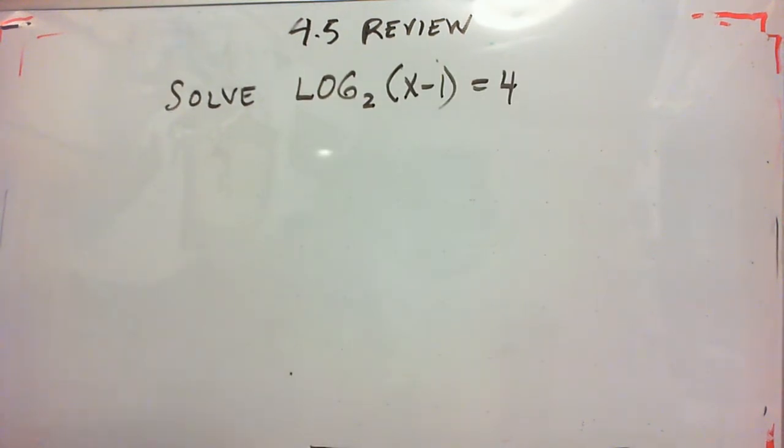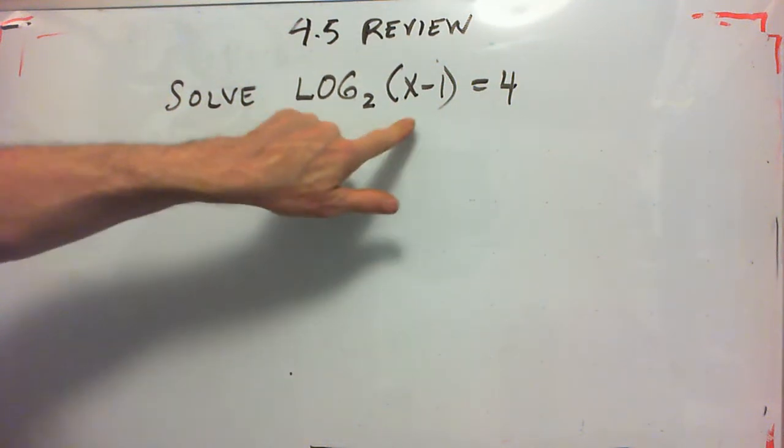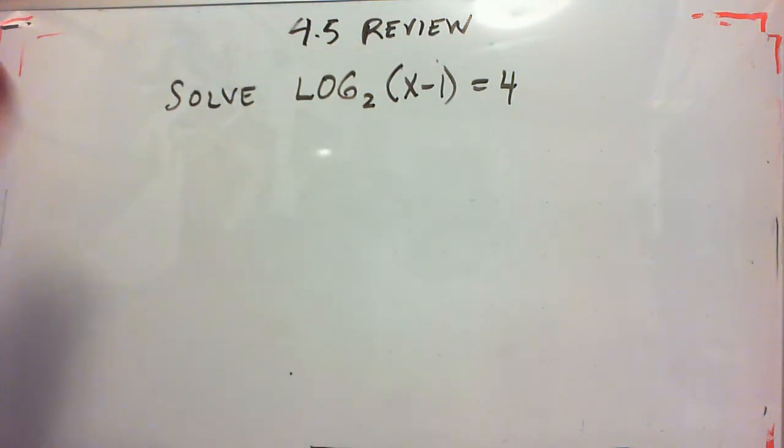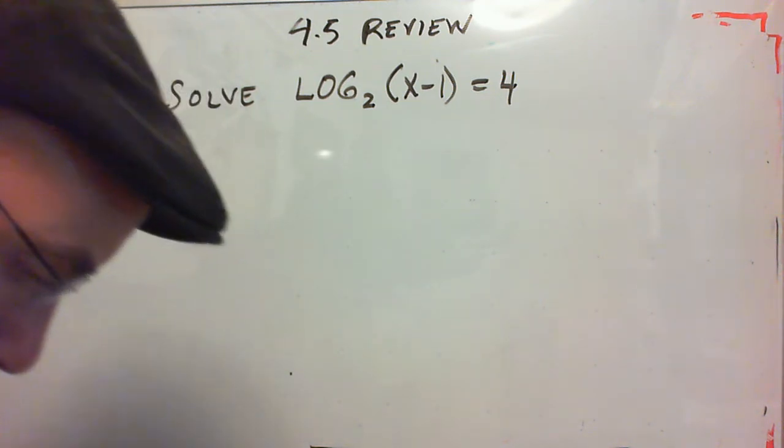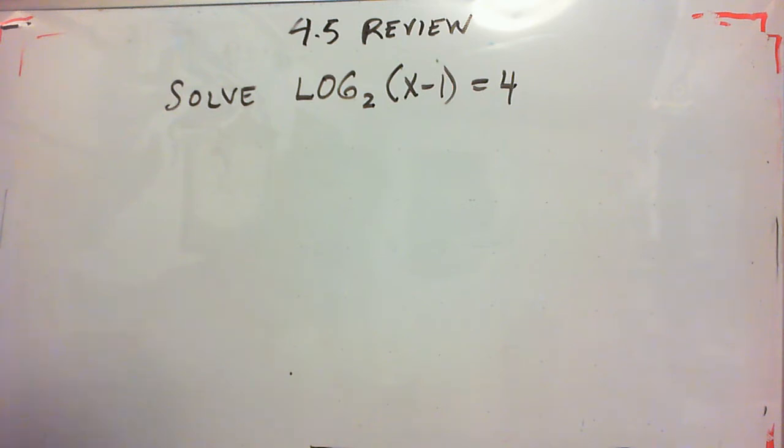Okay, we're going to move on to the log equations. And I'm going to do one like number 2 of the homework. Base 2 log of the quantity x minus 1 equals 4. Solve for x. And this looks a bit intimidating. Base 2 logs. Never solved a log equation. Well, it turns out it's a very, very simple equation.